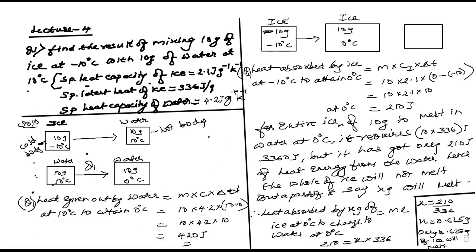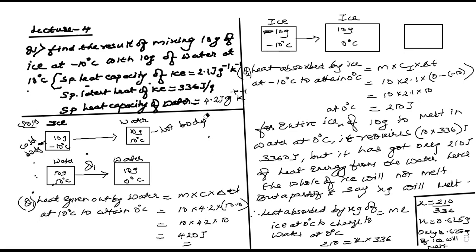Now suppose this 10 gram of ice at minus 10 degrees Celsius changes to ice at 0 degrees Celsius. So heat absorbed by ice at minus 10 degrees Celsius to attain 0 degrees Celsius is m into C of ice into delta T. So when I try to do this, I get 210 joules. Got it? 210 joules.